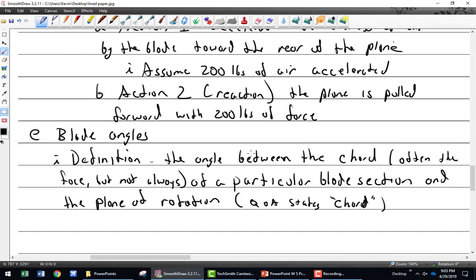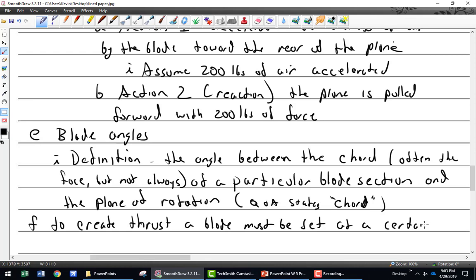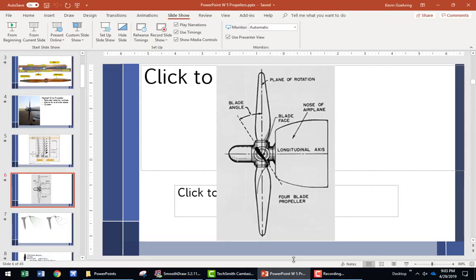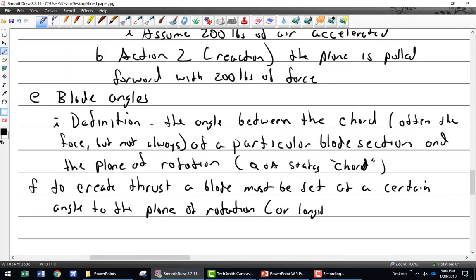All right, plane of rotation, blade angles. To create thrust, a blade must be set at a certain angle to the plane of rotation. I'm going to throw this in here, or longitudinal axis. Why? Because it's just 90 degrees off. So it's not like you have to set it to the plane of rotation. You can set it to the longitudinal axis, just knowing plane of rotation is 90 degrees off.